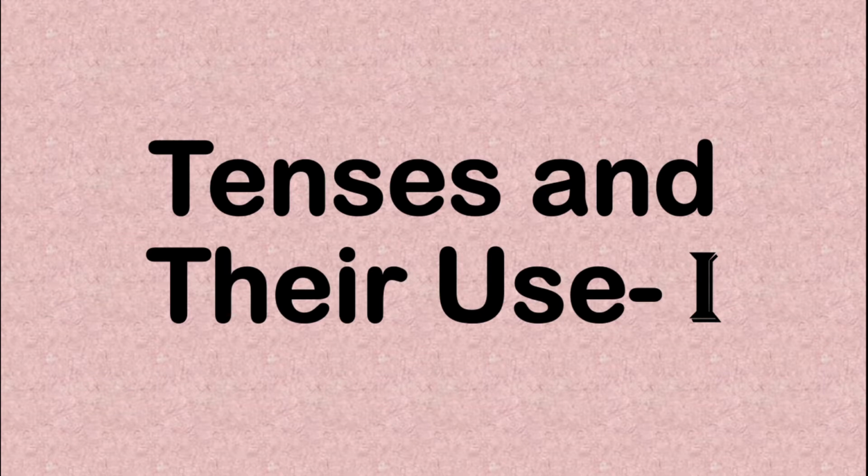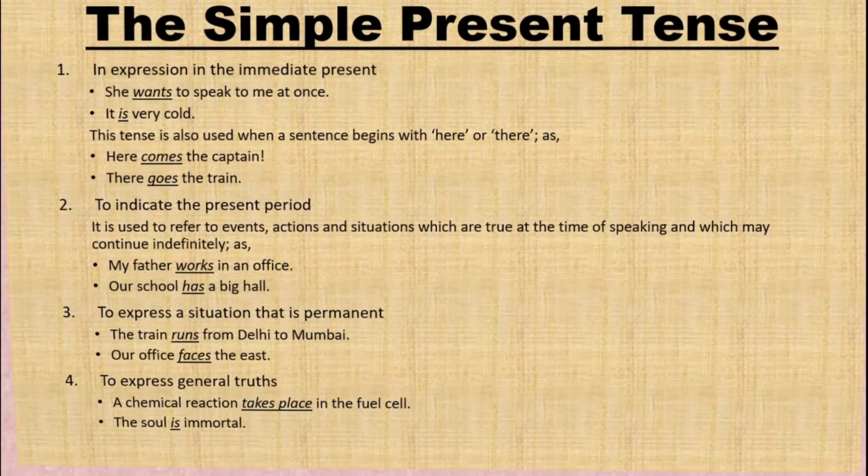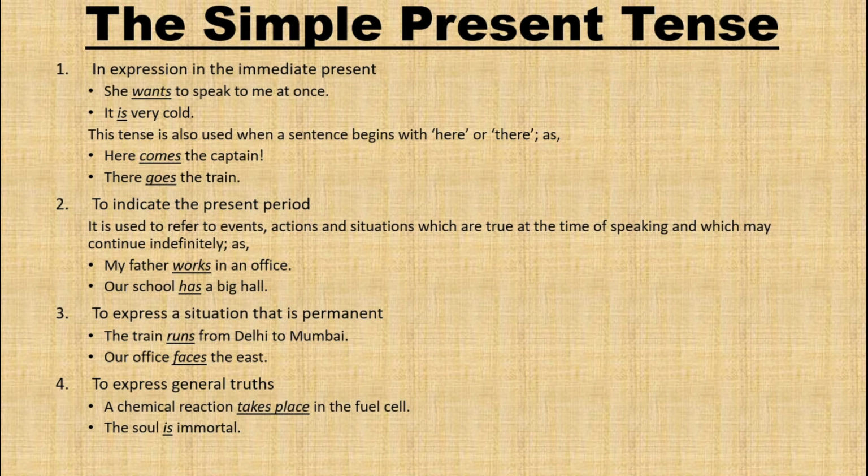Let's start with the first topic, the simple present tense. The simple present tense is used when you are talking about the current period, and it is a simple statement, not too complicated. Let's start with the first use: expression in the immediate present.